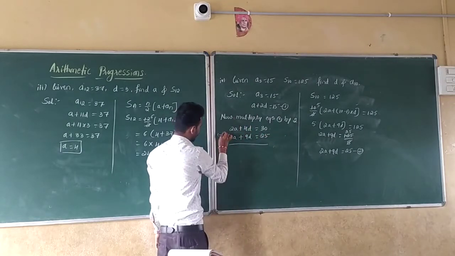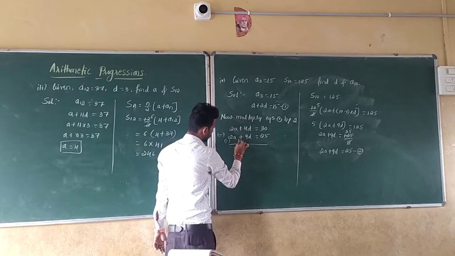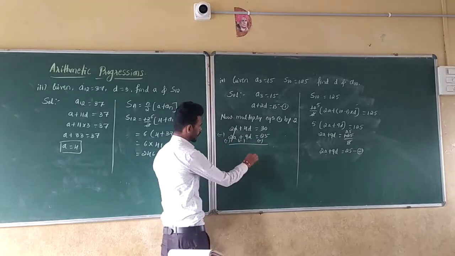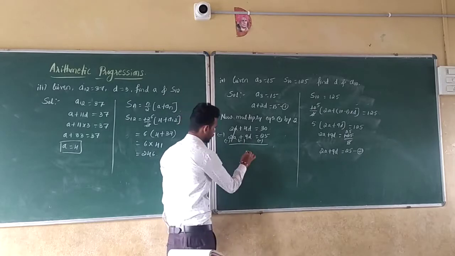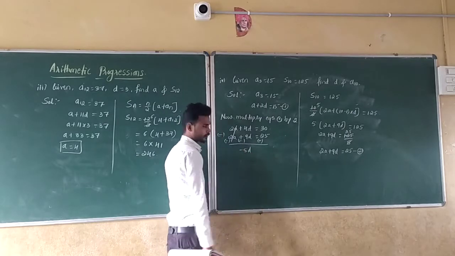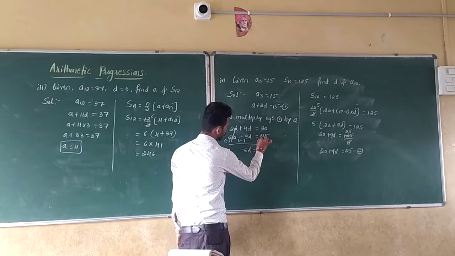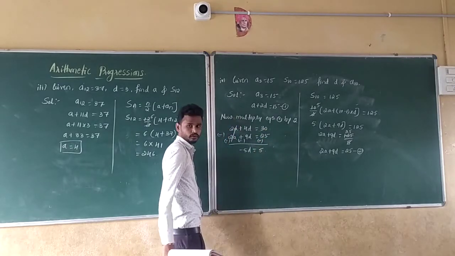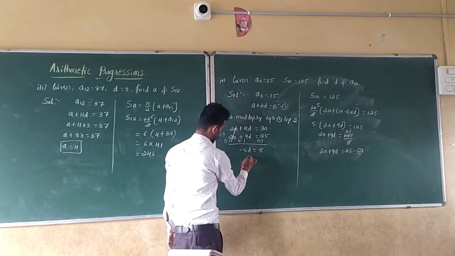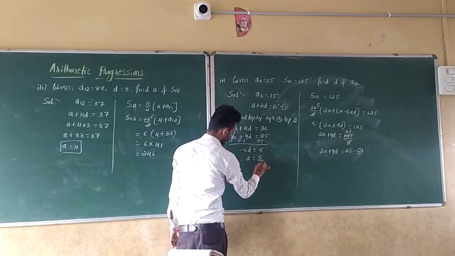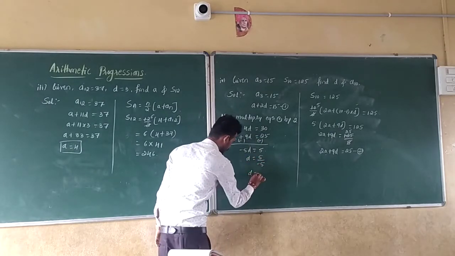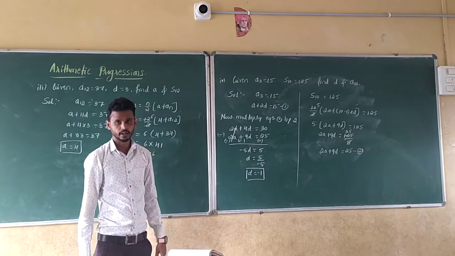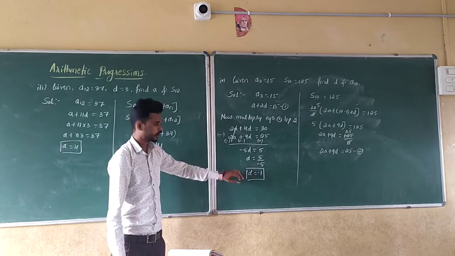Now just subtract, this will become minus, minus, minus. So this will get cancelled. 4d minus 9d, how much will you get? Minus 5d, which is equal to 30 minus 25, you will get 5. So d is equal to 5 by minus 5. So the answer is d is equal to minus 1. So you got d now.